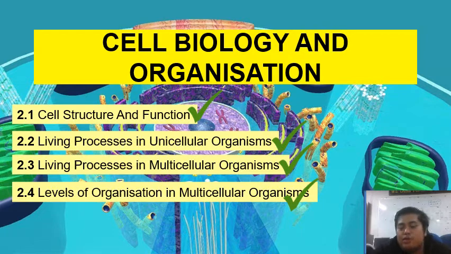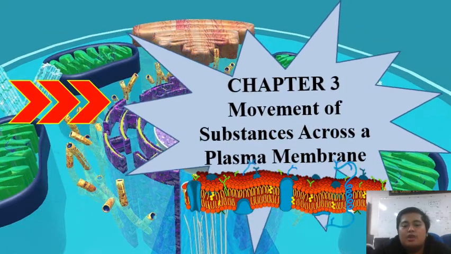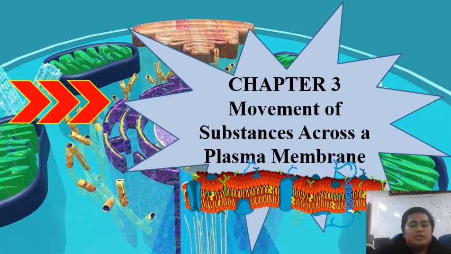So with that, we have finished our chapter 2 topic of biology form 4 KSSM, which is cell biology and organization. So next stop, we are going to talk about chapter 3, movement of substances across a plasma membrane.